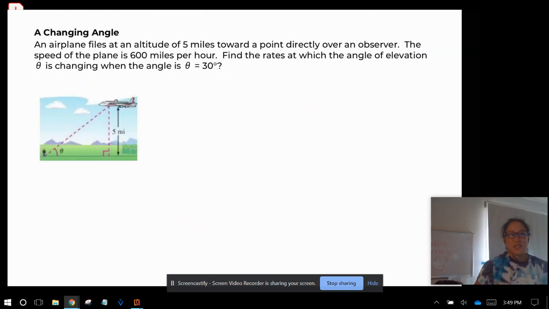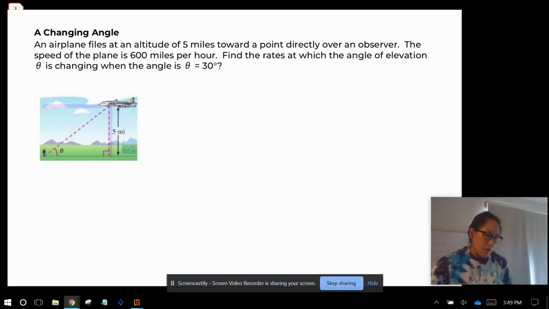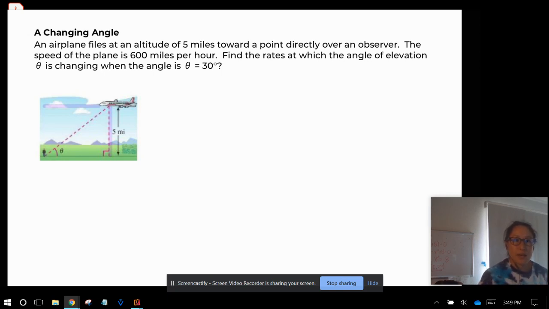Okay, changing angles. So this time the airplane is going to fly at an altitude of 5 miles. So it's going to stay at the height of 5 miles, going over the observer. And the airplane is going at a speed of 600 miles per hour. We're going to find the rate at which the angle of elevation is changing when the angle is 30 degrees. The angle of elevation is this theta right here. Okay, angle of elevation, theta. All right, so we're finding the rate of theta when theta is equal to 30 degrees.